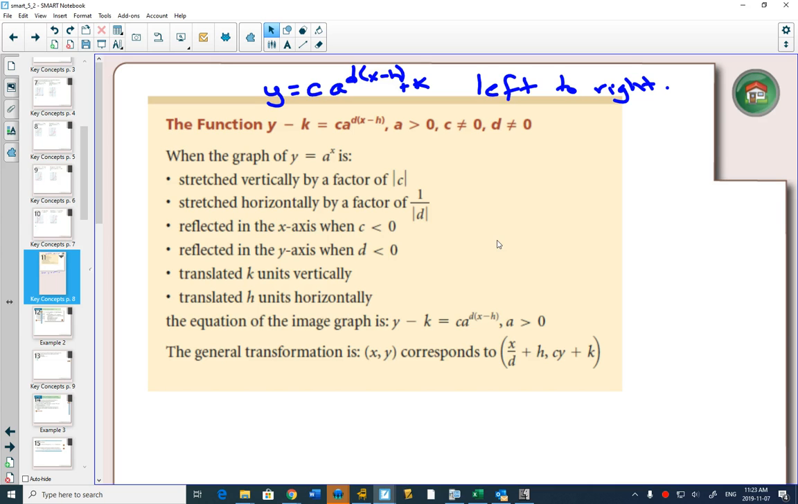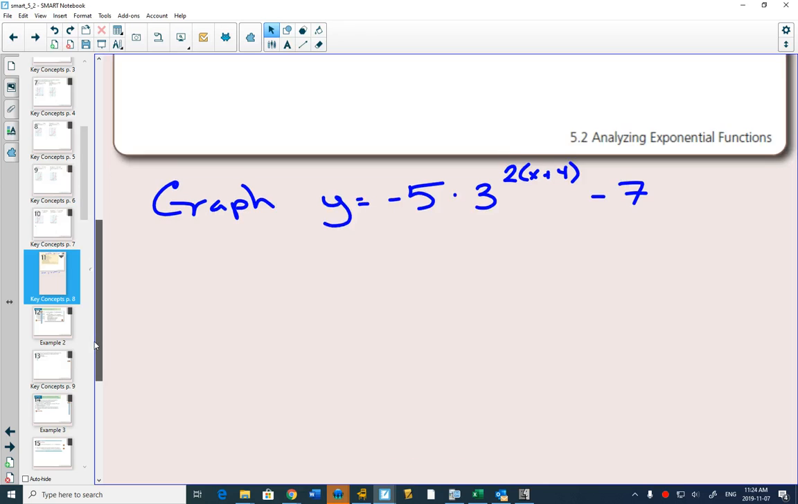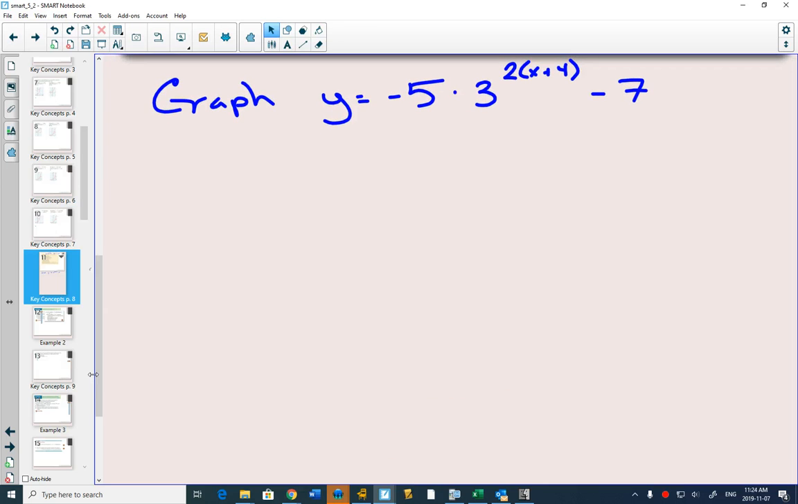Now, they have explained everything very thoroughly here. We're going to do it the same way we did before, just moving from left to right, dealing with our stretches and compressions first, and then our translations after. So at the top of page 346 on the side, I'm going to get you to write this question. We're going to graph y equals negative 5, 3 to the 2x plus 4 minus 7.